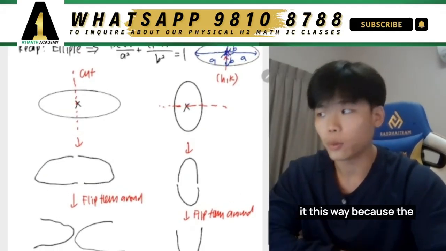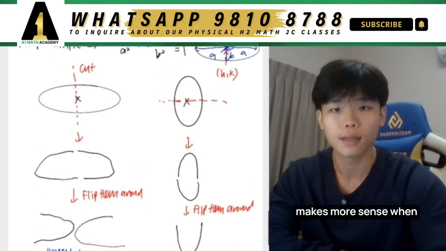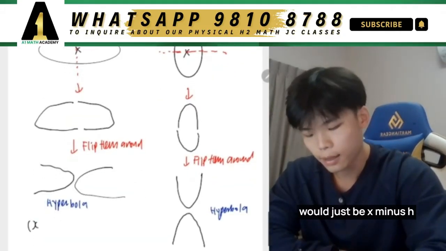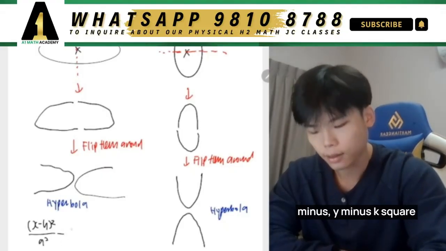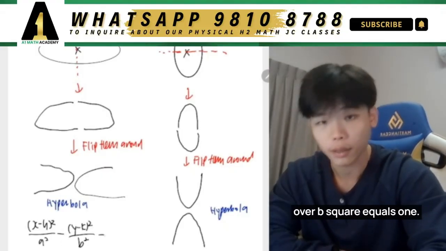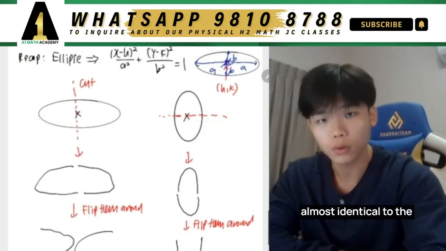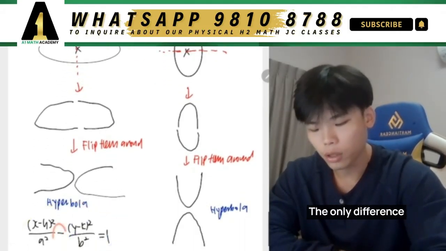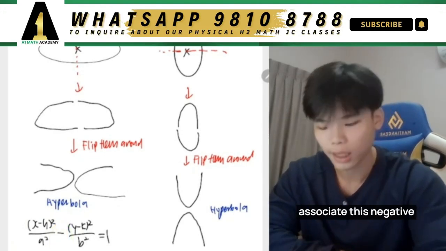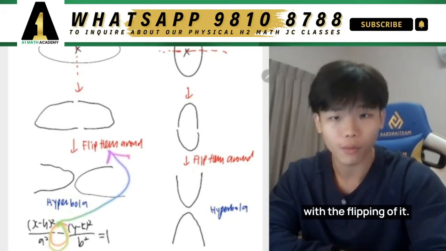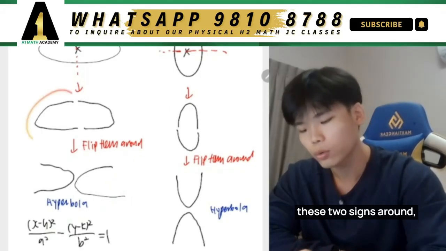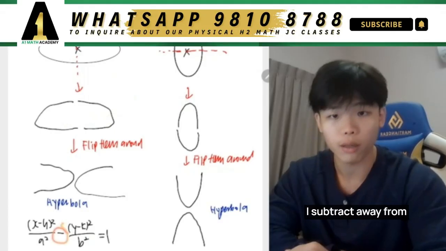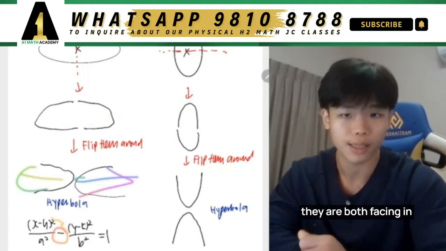Therefore, I like to remember it this way, because the hyperbola equation makes more sense when we think about the ellipse equation. The hyperbola equation for the one on the left would just be (x minus h) squared over a squared minus (y minus k) squared over b squared equals 1. You can see that it's almost identical to the ellipse equation. The only difference is the negative. In my head, I associate this negative with the flipping of it. When I flip these two signs around, instead of adding them together, which is what the ellipse equation does, I subtract them from each other, and therefore they are both facing in the opposite direction.